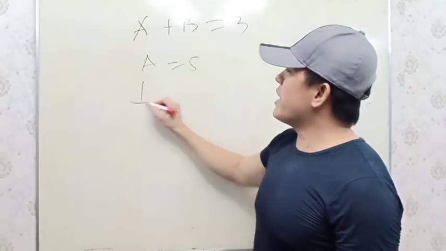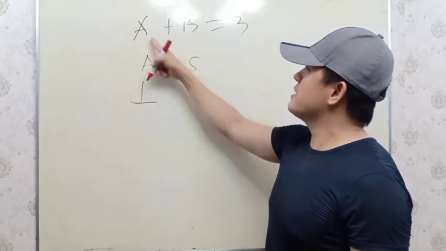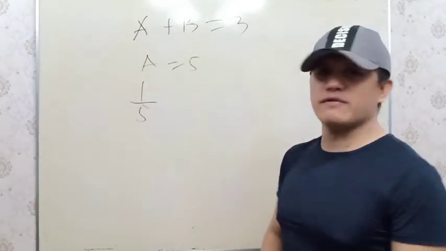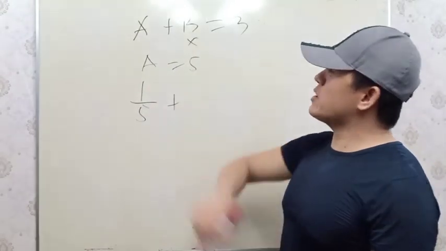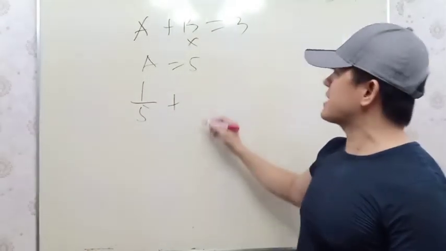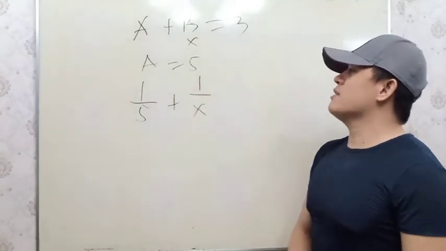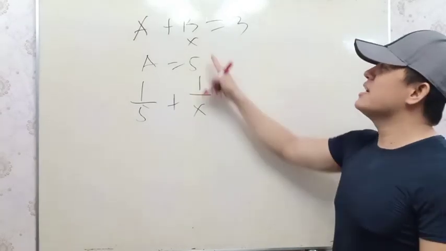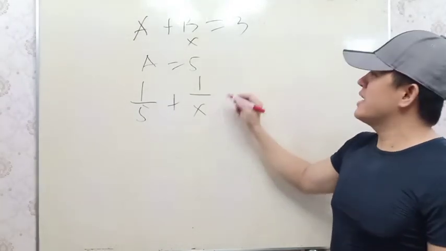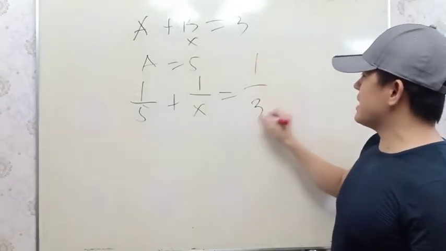Okay? So we'll just have one part of the job for Anna. Okay? One part of the job for Anna is 1/5. And since Beth, we don't know, let Beth be X. So 1/X. Okay? One part of the job. She can do that in X hours. And the total, one part of the job again, is 1/3.